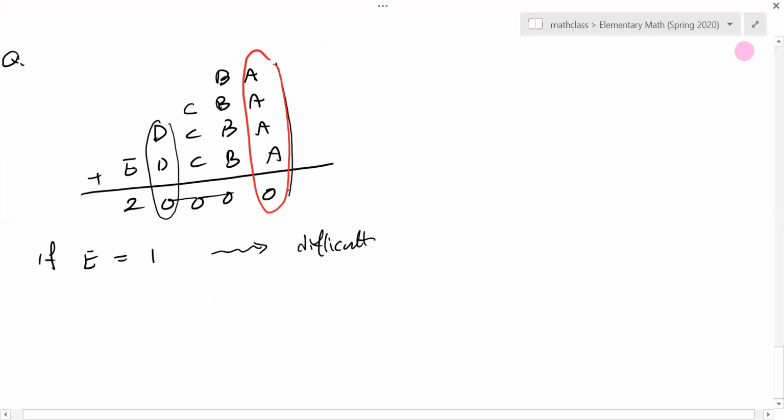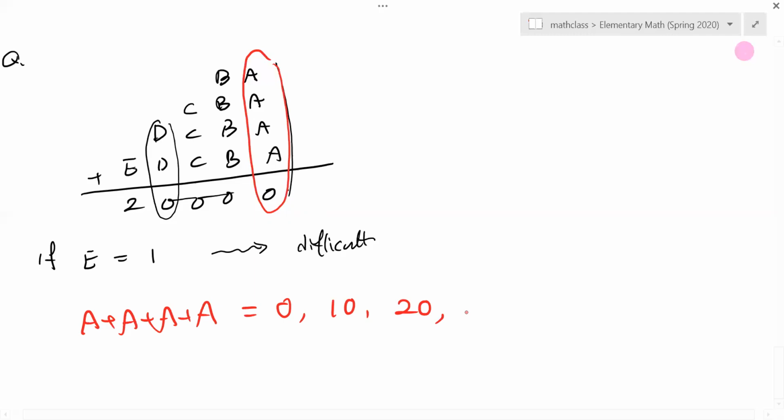How do you get 0? 4 digits, right? A plus A plus A plus A. In order to get the last digit 0, the sum could be 0, 10, 20, right? I think that's it. That's 3 possibilities here, right? It's a multiple. You get the last digit, right? Can it be 30 or not? It's impossible.